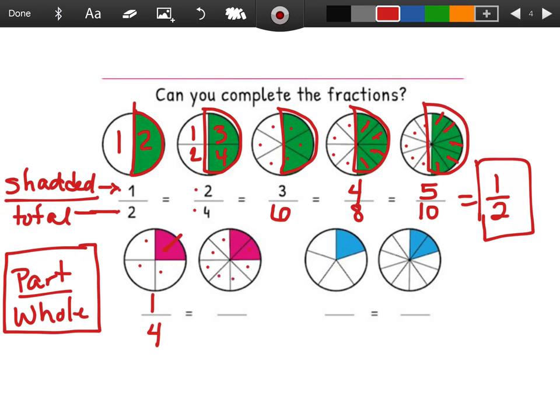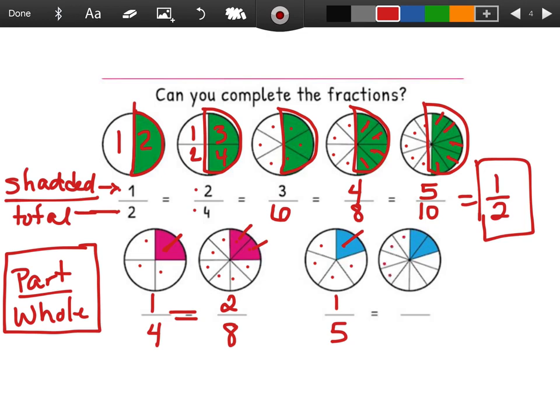1, 2, 3, 4, 5, 6, 7, and 8 is the total. Well, for these to be equal, how many need to be shaded? 1 and 2. Okay, so again, these are equal to each other. All right, last one. 1, 2, 3, 4, 5 is the bottom number, my denominator. And my numerator would be 1.